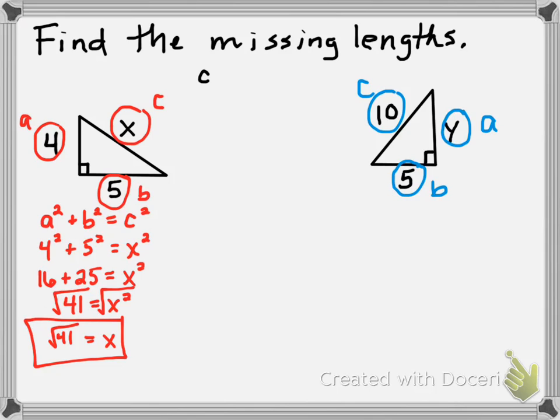Again, C is always the hypotenuse. That's one of the most common mistakes, people just like to put the variable as C no matter where it is. If it's the hypotenuse, then yes, you should make it the C. But if it's not, then whatever the hypotenuse is has to be the C.